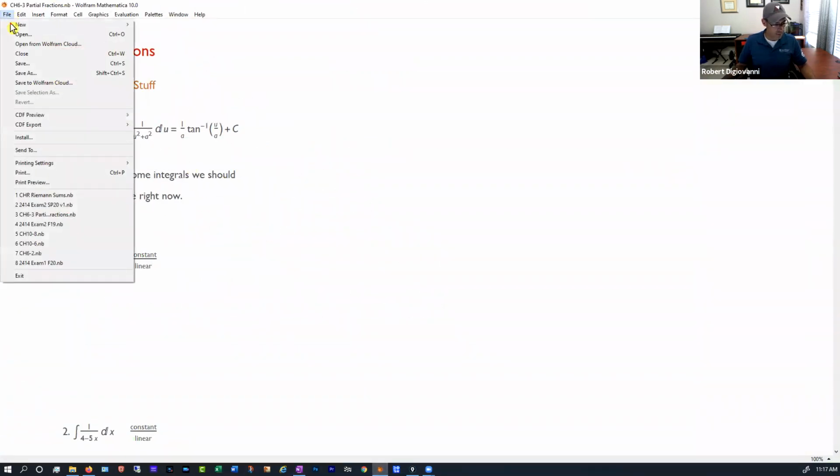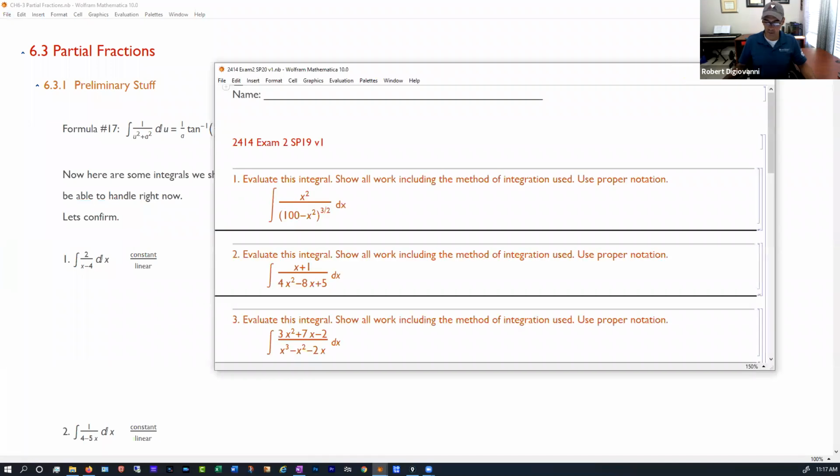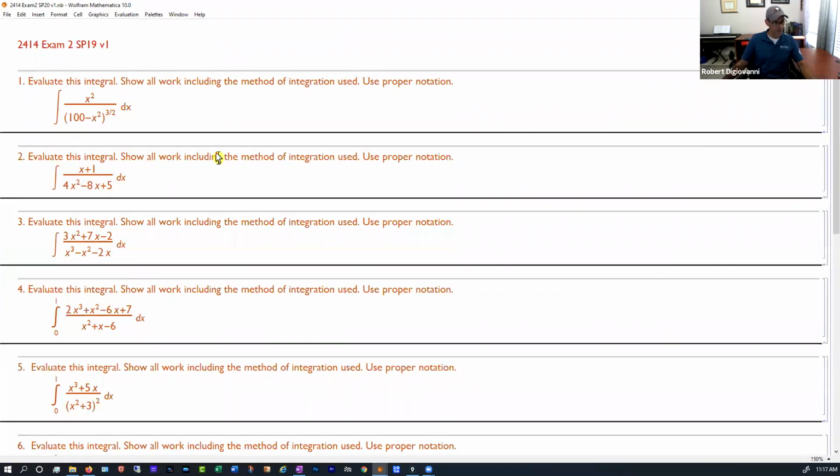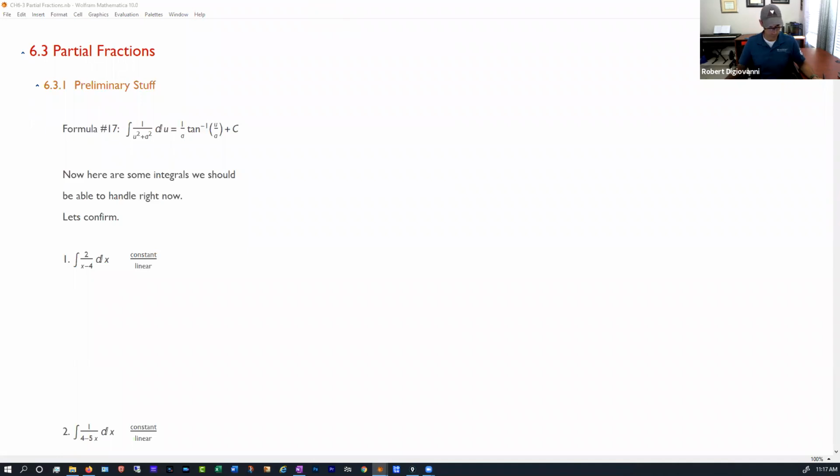So I thought it might be cool if we just grab a problem off my old exam. I'm going to let you pick. I'm going to force you to pick between 3, 4, and 5. Which one do you want? I say 5. Okay, x cubed plus 5x over x squared plus 3, quantity squared. All right, let's do that one. If we have time, we'll do 2.